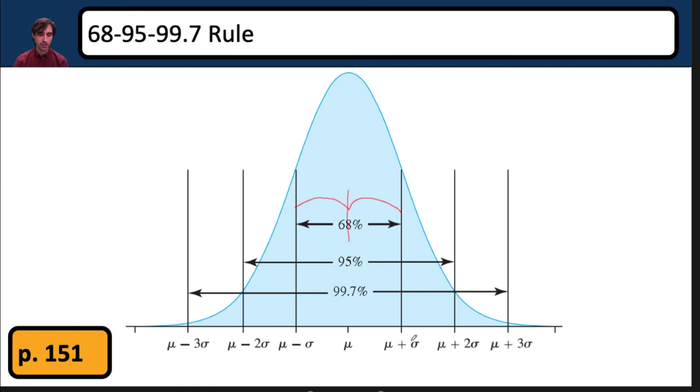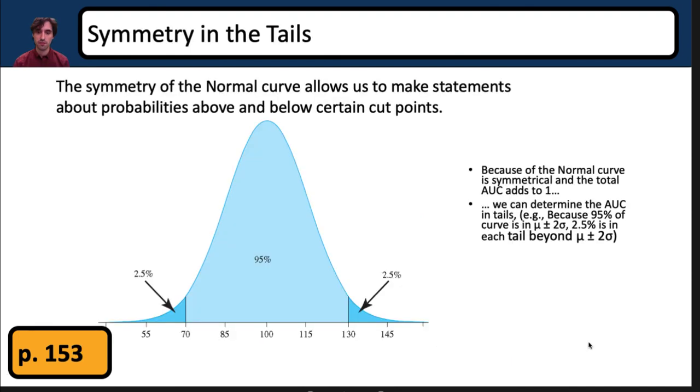So right here, this is 1 standard deviation above the mean, and this is 1 standard deviation below the mean. And then it goes on to 95%, reaching all the way out here, and that's 2 standard deviations above the mean, and this is 2 standard deviations below the mean. This one is 3 standard deviations below the mean, and this one is 3 standard deviations above.